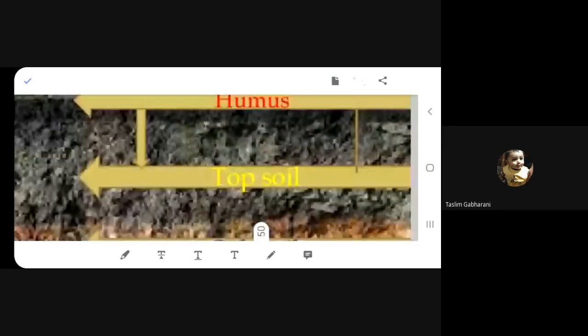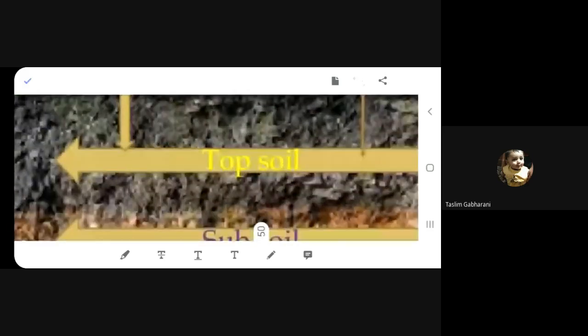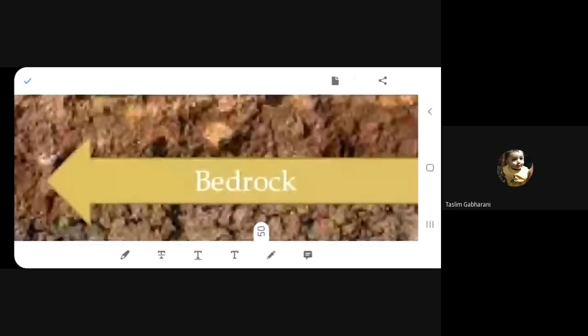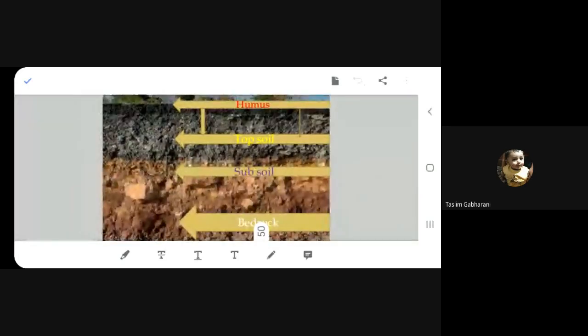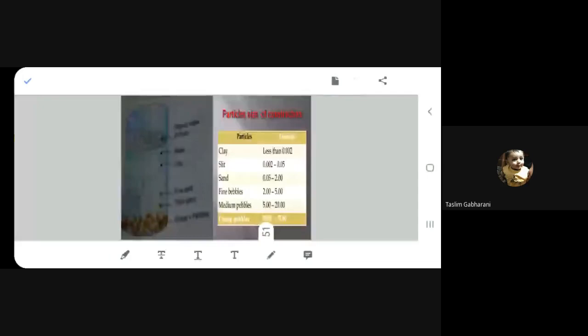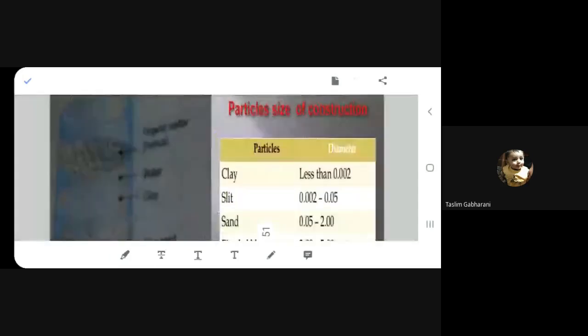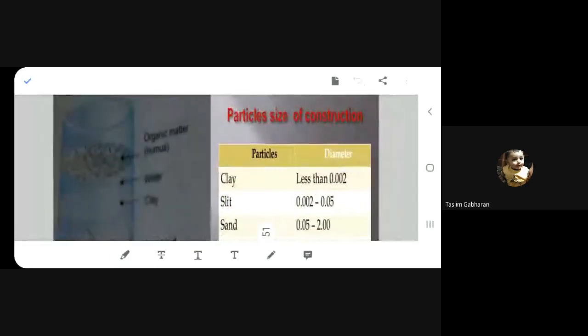First top layer is humus, followed by topsoil, then subsoil, and the bedrock. Is it clear? Can you see over here? So we have got four levels of soil: humus, topsoil, subsoil, bedrock. If we have done some particular slide, you just let me know. Then we can go ahead.